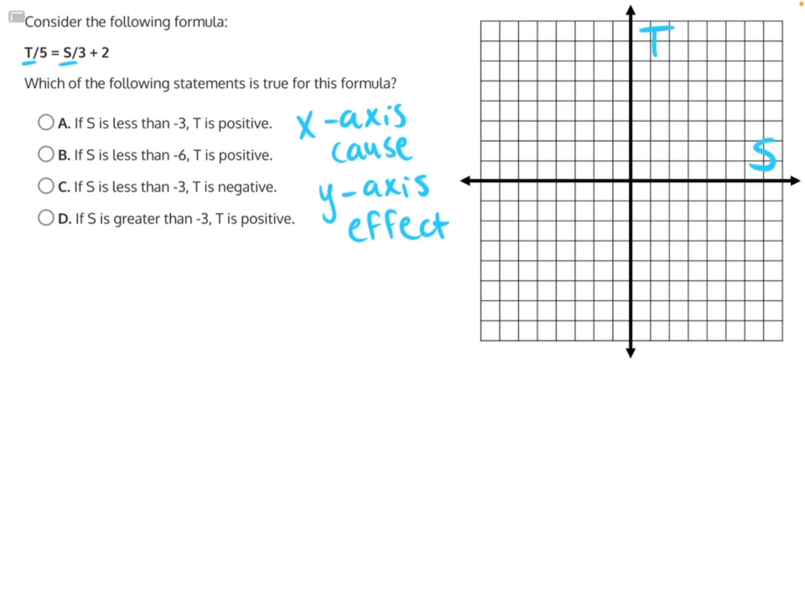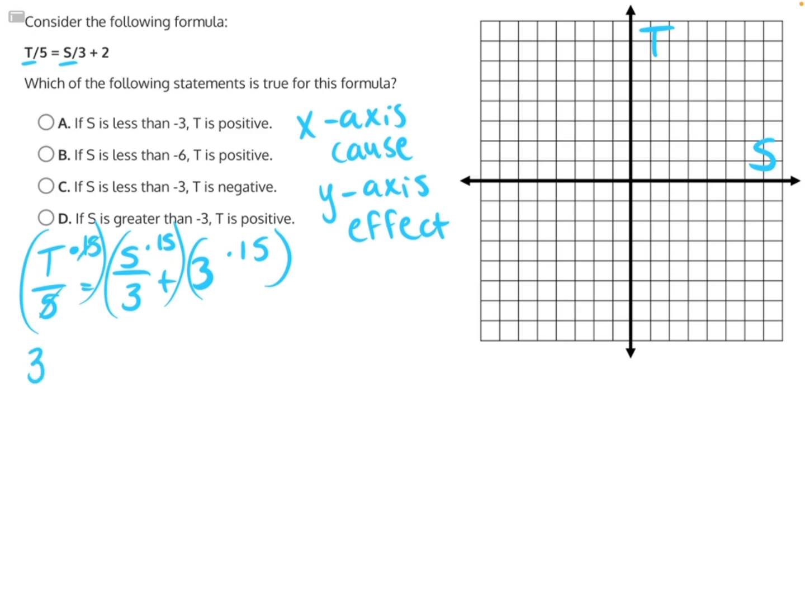But before we do that, let's try to simplify this expression so that we no longer have fractions, because that'll just make our lives easier. We can multiply everything in the function by the least common denominator, which is 5 times 3, or 15. Here, 5 can go into 15 3 times, so we'll be left with 3t equals. Here, 3 can go into 15 5 times, so we'll be left with 5s. And then here, 2 times 15 will give us 30.